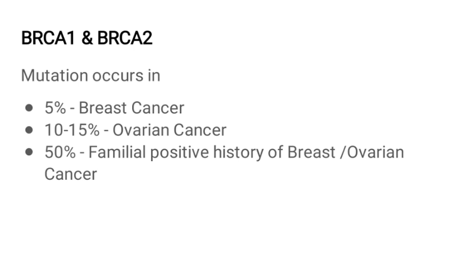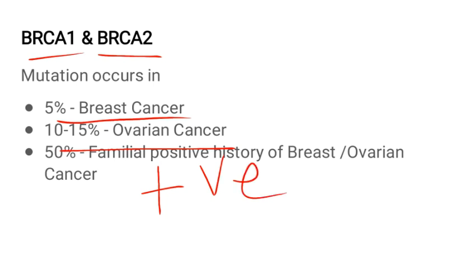Okay, next we will see about BRCA1 and BRCA2. This BRCA1 and BRCA2 mutation is seen in about 5% of cases of breast cancer, 10 to 15% of ovarian cancer, and about 50% of breast or ovarian cancers which have a family positive history of these cancers. Okay, already the previous family members would have got these diseases. That is positive family history, right?